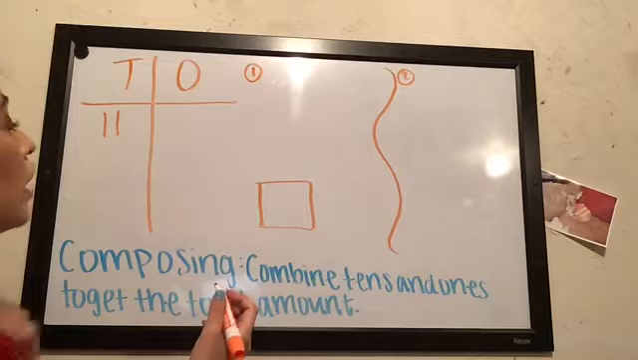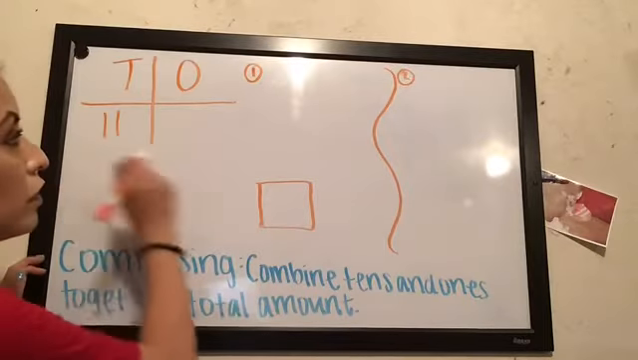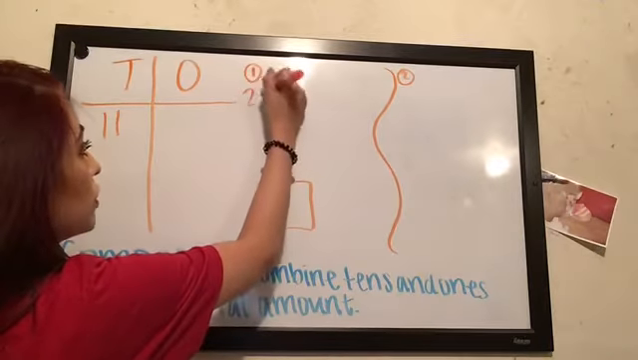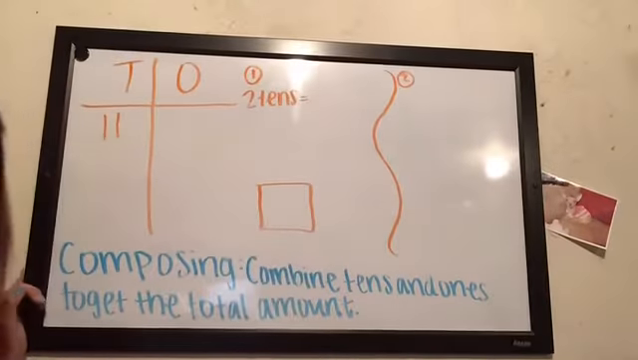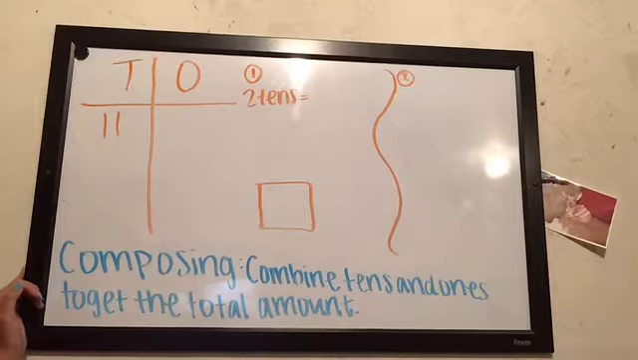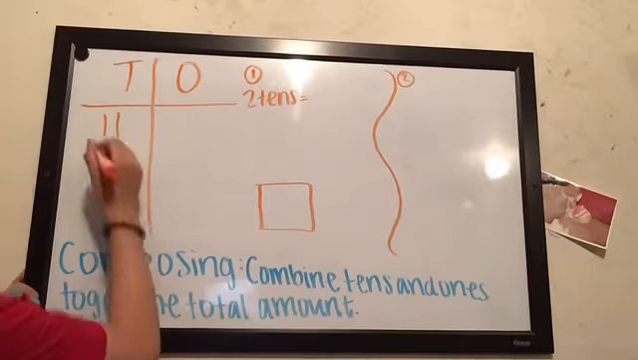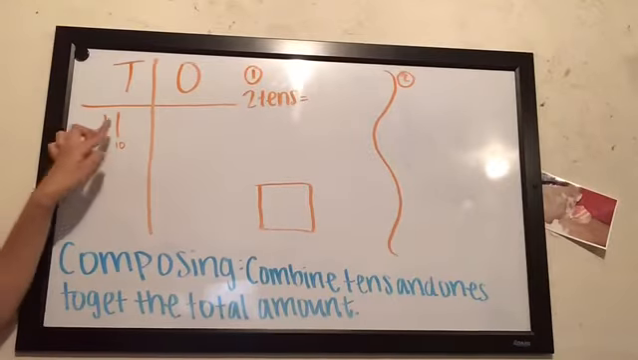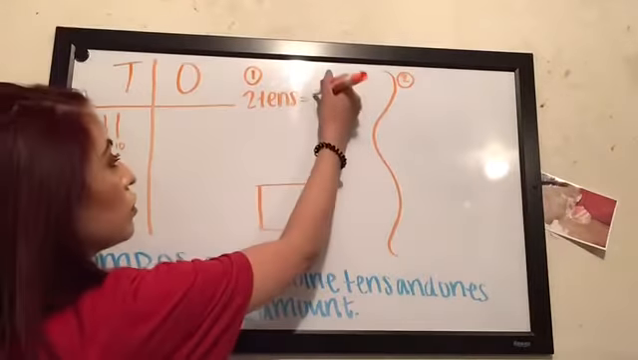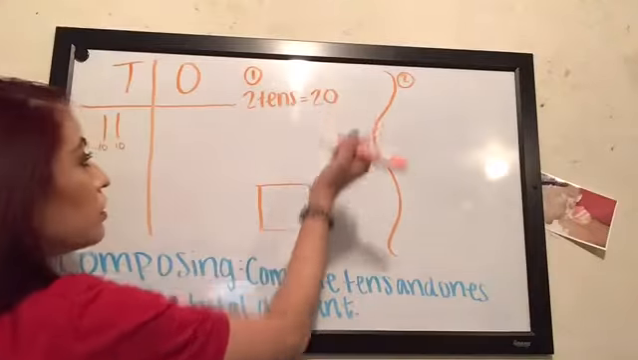Okay, so how many tens do we have? We have 2 tens, right? And what does 2 tens equal? What is the total of 2 tens? Remember, each 10 is 10. So we have 10, 20. So the total of 2 tens is 20.